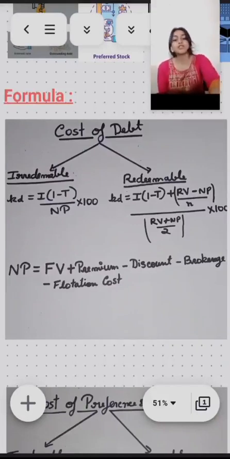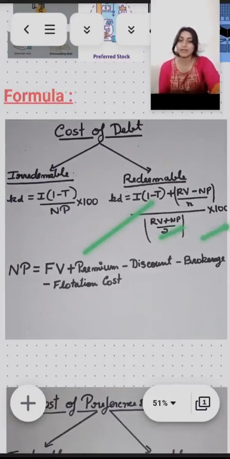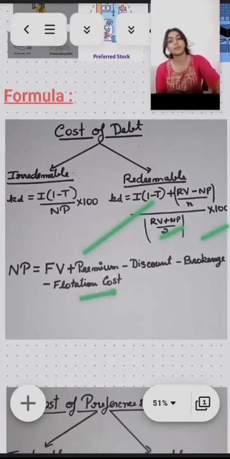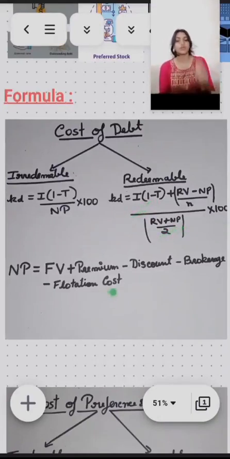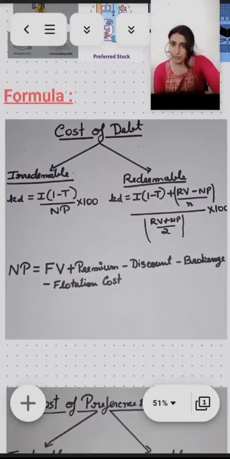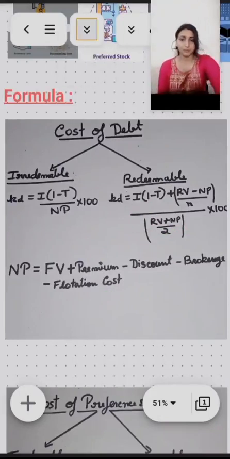Okay, so how will you calculate the net proceeds? The company may issue at a premium or discount, so we should include those things. Face value plus the premium, deduct the discount if given, and any brokerage we should deduct, as well as the flotation cost. Flotation cost is nothing but the cost of issuing the debts. Okay, so this is the formula.